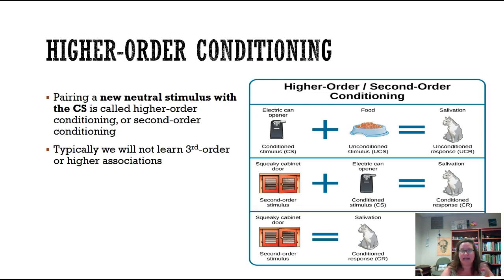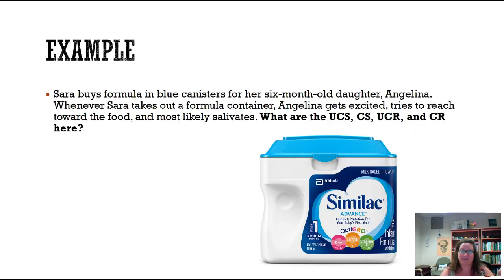But then they learn that the can opener is actually held within a squeaky cabinet door. So now instead of just waiting for that can opener, as soon as the door itself opens, which means you're getting the can opener, which means they're going to get fed, they might start salivating at the sound of that closet door opening. So they've learned not only just one association, but multiple associations.